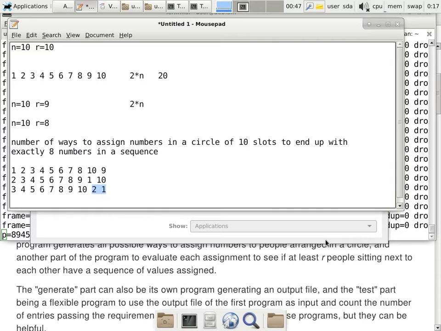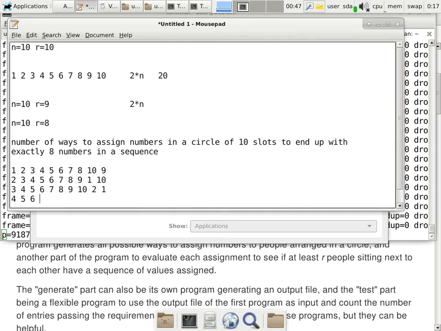Why are we limited to 3? Why can't we create one that starts with 4? Because if you start with a 4, let's go ahead and start with a 4, and we want to end up with a sequence of exactly 8 numbers in sequence.